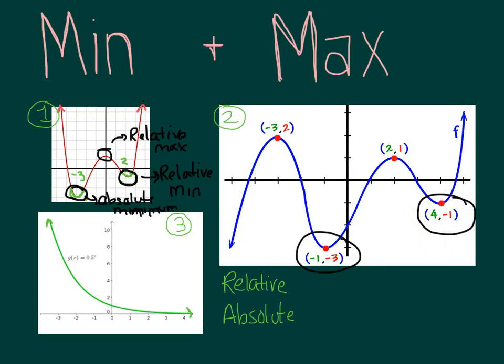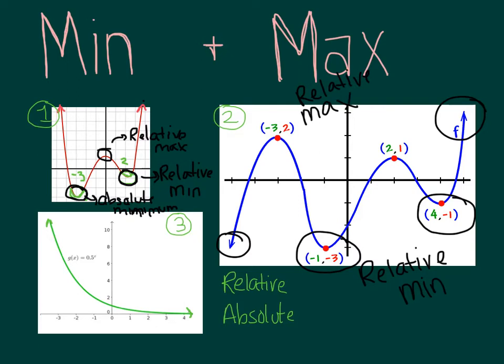However, these are both going to be relative minimums because this arrow to the left means that that's going to go down forever, so there's no absolute minimum. You'll notice the same thing's going to happen with the maximums because on the right, the arrow goes up forever. So we have two relative maximums.